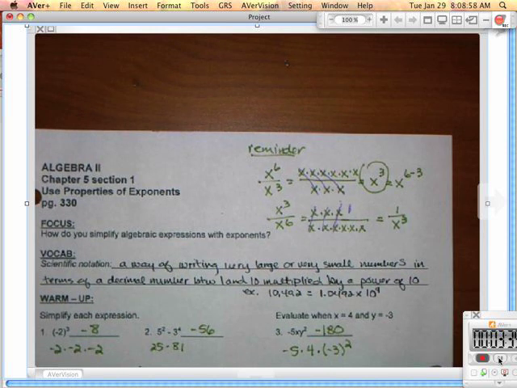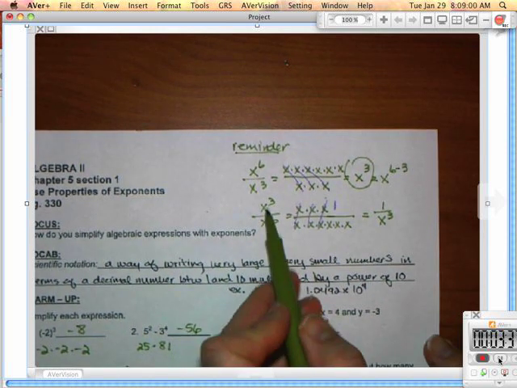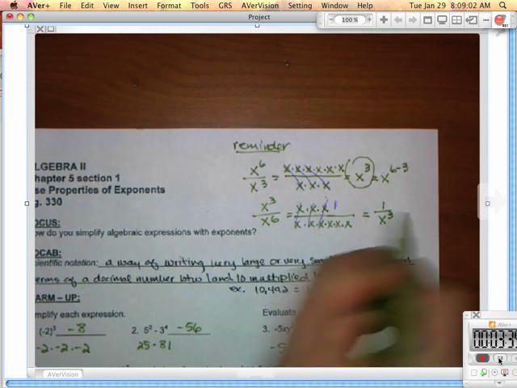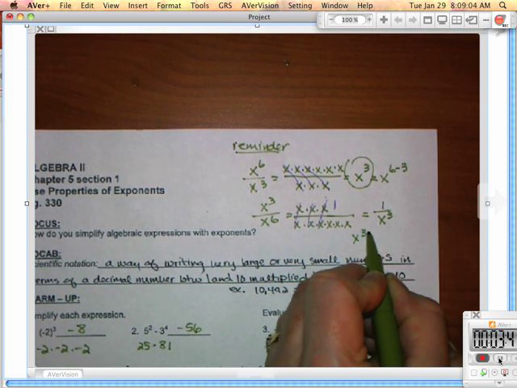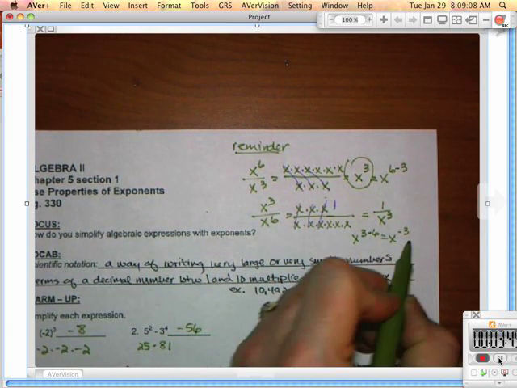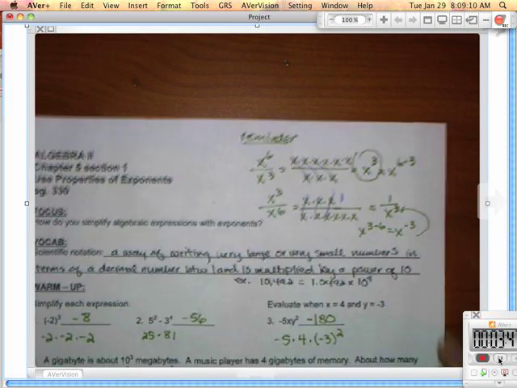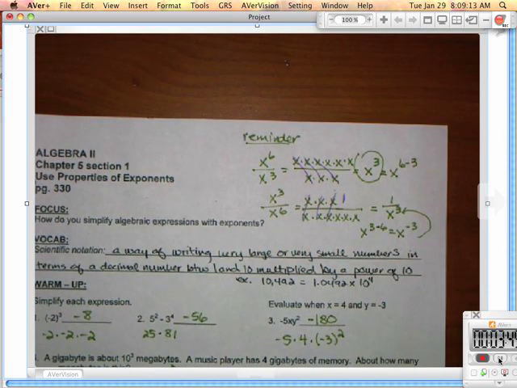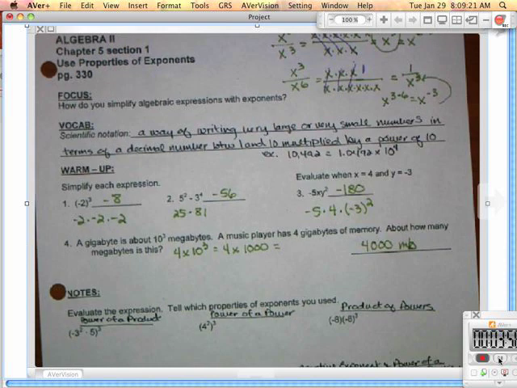Okay, but let's look. Does the same rule apply? Yes, it does. If you do x to the 3 minus 6 and you get a negative 3, that tells you that you have remaining x's in the denominator. So that's kind of a refresher, and I know you've done that before, so hopefully you remember a little bit about that now.